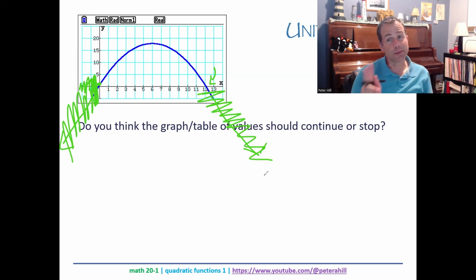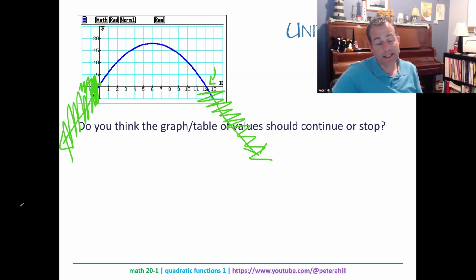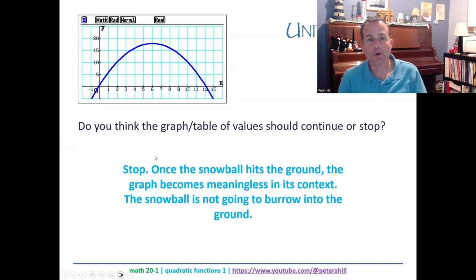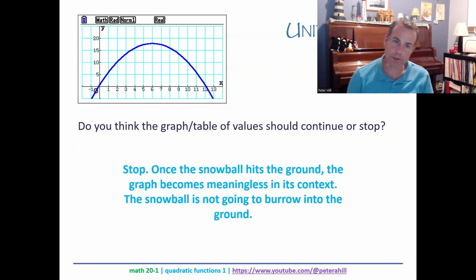That leads us into talking about domain and range, but we'll get there in 1 second. As far as this question goes, what I'm saying is, yes, it should stop, okay? So, stop. Once the snowball hits the ground, the graph becomes meaningless in its context. The snowball is not going to burrow into the ground, okay?